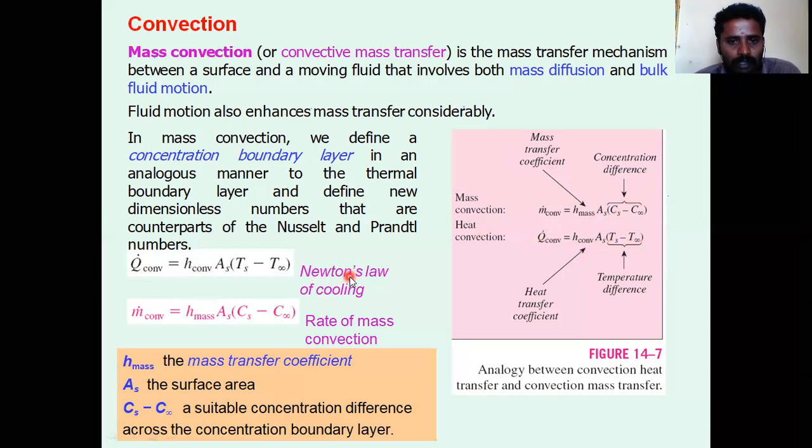Here, convection follows Newton's law of cooling. Here is the rate of mass convection: h_mass is the mass transfer coefficient, As is the surface area, and Cs minus C infinity is the concentration difference across the boundary layer. It is a simple analogy between mass convection and heat convection.